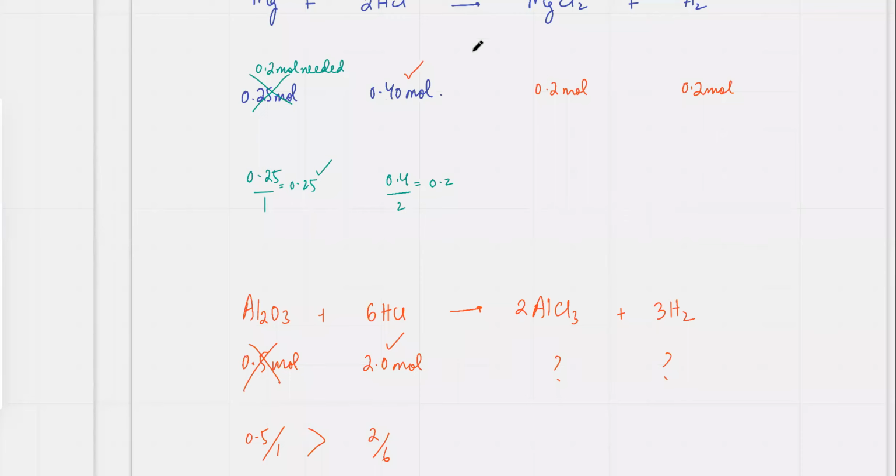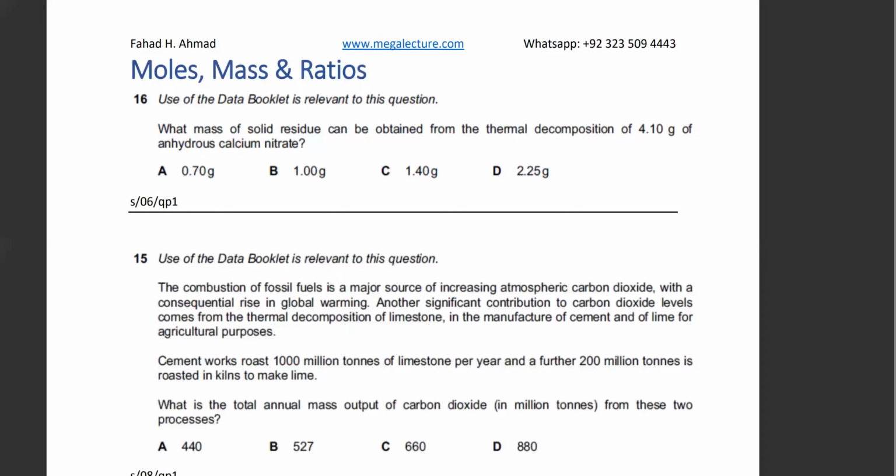So let's move on to past papers now. Remember, there's still stuff left in moles. But what we are going to do is past papers topic wise, I mean moles subtopic wise. So we're going to start with the first one: moles, mass, and ratios. You don't get a lot of limiting and excess reactant questions, but that's definitely a question that would come at times.